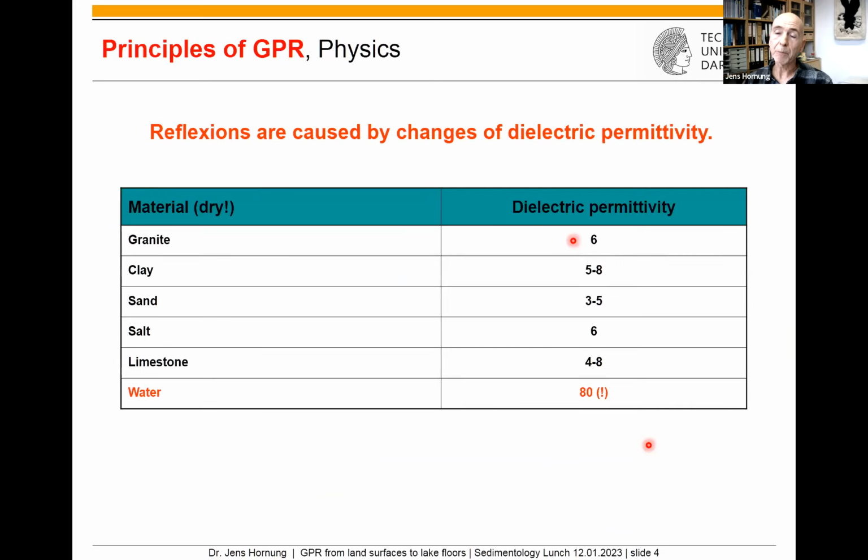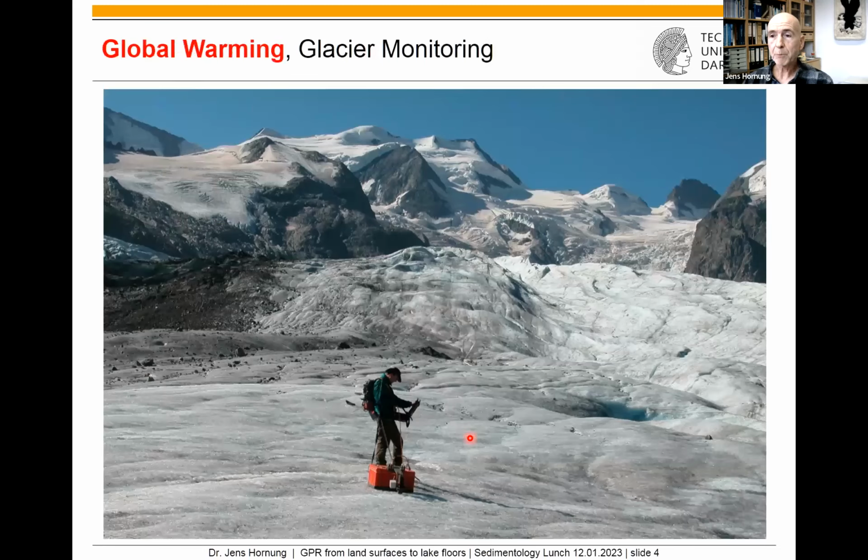Okay, well, the boundaries, we get reflections when the dielectric permittivity changes. So this is a geoelectrical property. And if you see granite, clay, sand, salt, limestone in dry conditions, it's more or less always the same. So you can expect only very weak reflections or no reflections even. But look at water. Water has a very high permittivity. So water has a very big influence on the reflection of GPR. So in the end, we dominantly see only differences in moisture content. Well, please keep that in mind. I will come back to that point later.